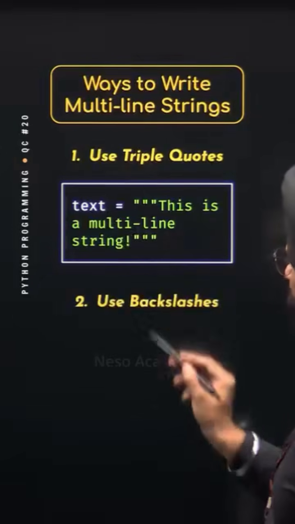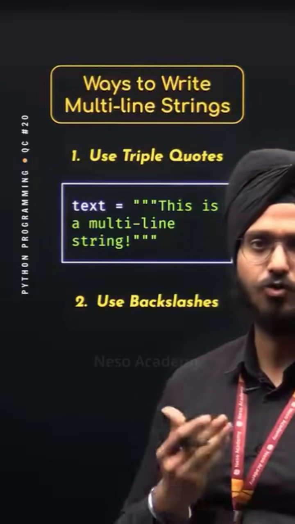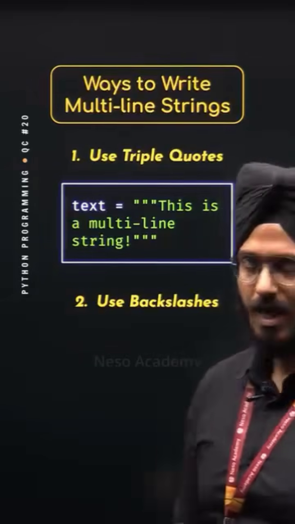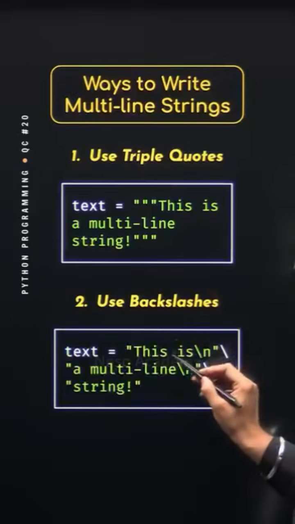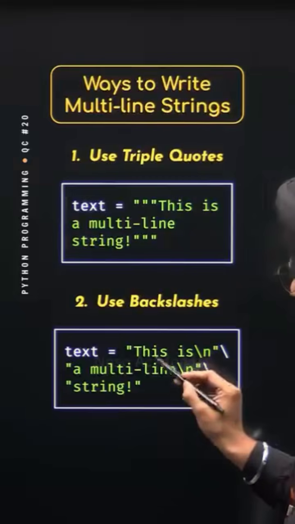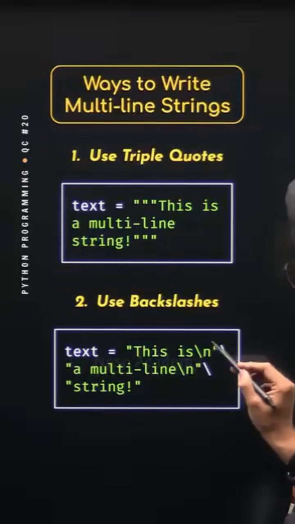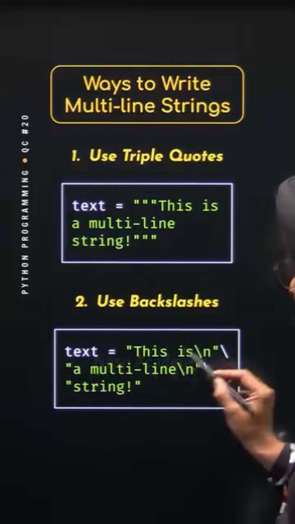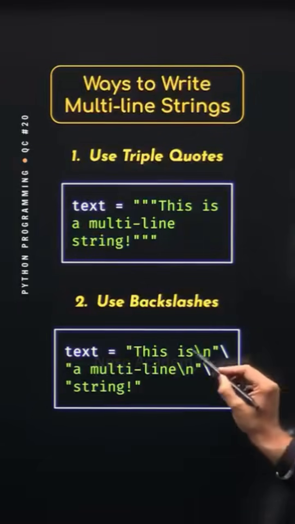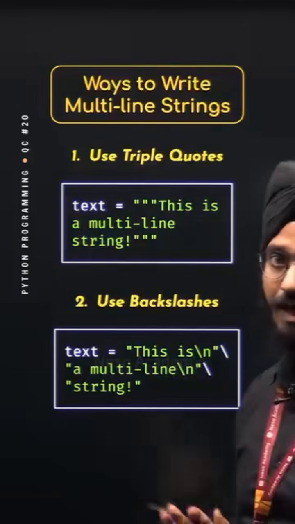Way number 2 is to use backslashes. We can also use backslashes if we want to represent multi-line strings. Like in this example, I have divided this multi-line string into multiple strings where each string is enclosed within double quotes. Also, I have added \n at the end of each string except the last string, and I have added these two backslashes at the end of these two strings. This is how I am representing this multi-line string.